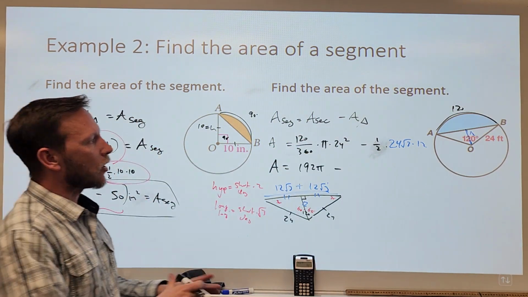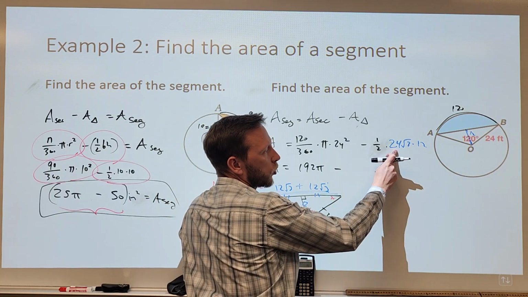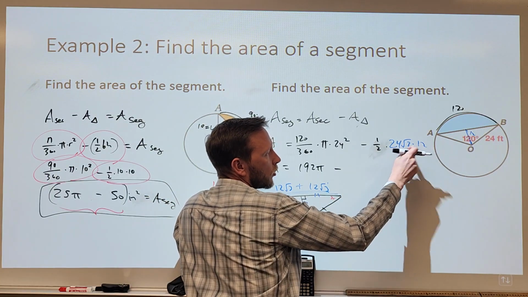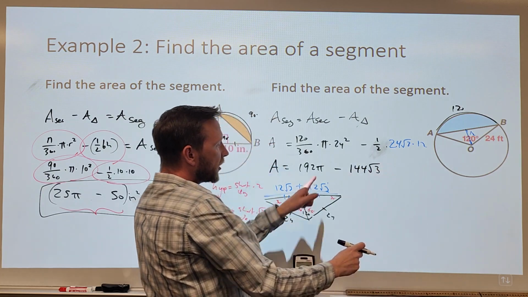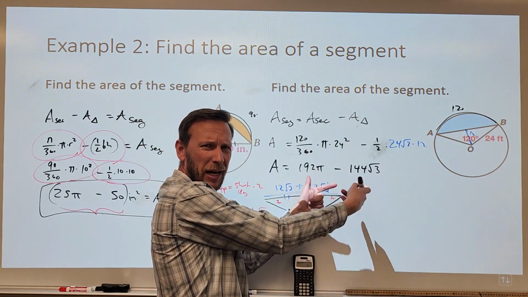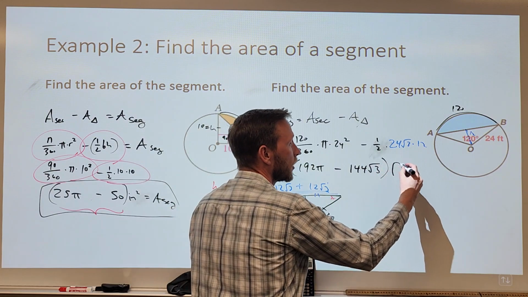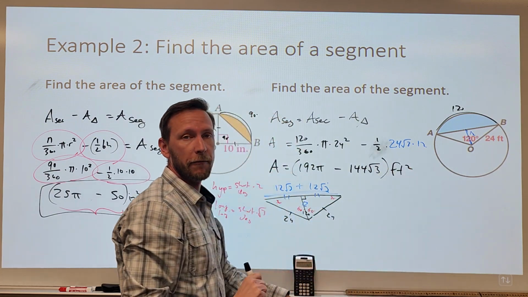But what we have now is 1/2 of 24 is 12. 12 times 12 is 144. 144 times the square root of 3. Now, this has a pi and this has a radical. Can I combine them? No, I cannot. I've got that many square feet.